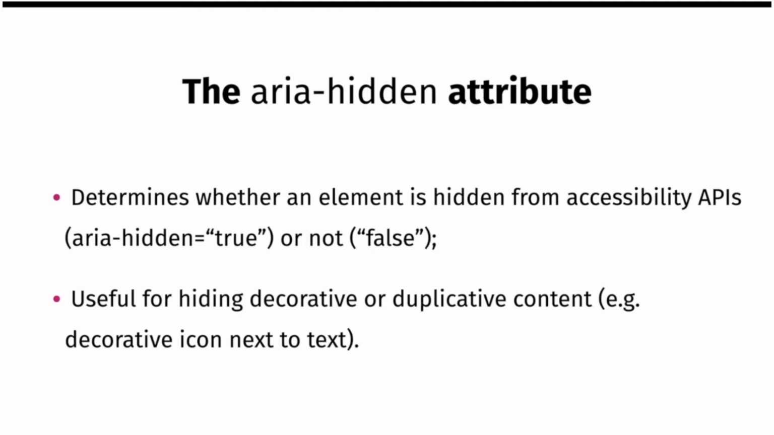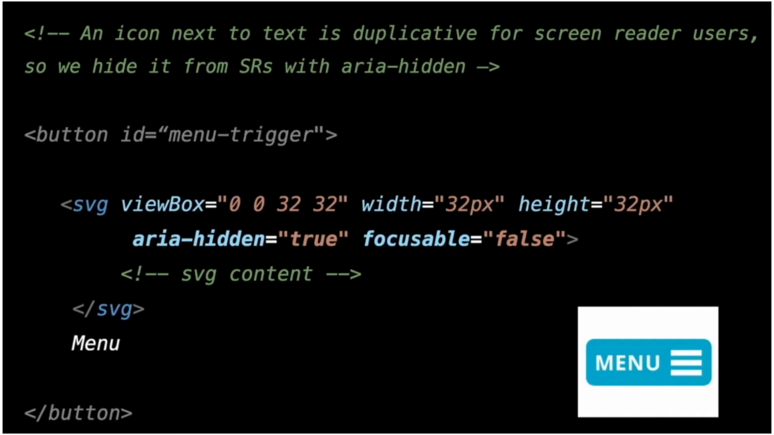Example, decorative icons sitting next to text. When a button already contains a visible text label, the icon sitting next to it becomes irrelevant to screen readers because they already have an accessible name for the button. Of course, that is assuming that the icon and the text label have the same meaning. So, for example, if you have a menu button that has a label and a menu icon, you can hide the icon by setting its ARIA hidden value to true.